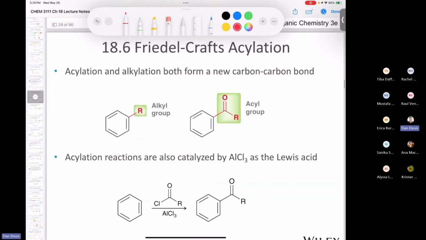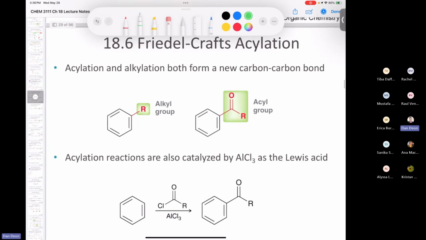So with that, you guys know the difference between an alkyl group, which is something like a methyl or an ethyl or a butyl or a tert-butyl and all those kinds of things. And then we can also have an acyl group, which is where we have a carbonyl followed by some kind of R group. So like a methyl ketone, that would be an acyl group, okay? So on and so forth. So now we're going to talk about Friedel-Crafts acylation.